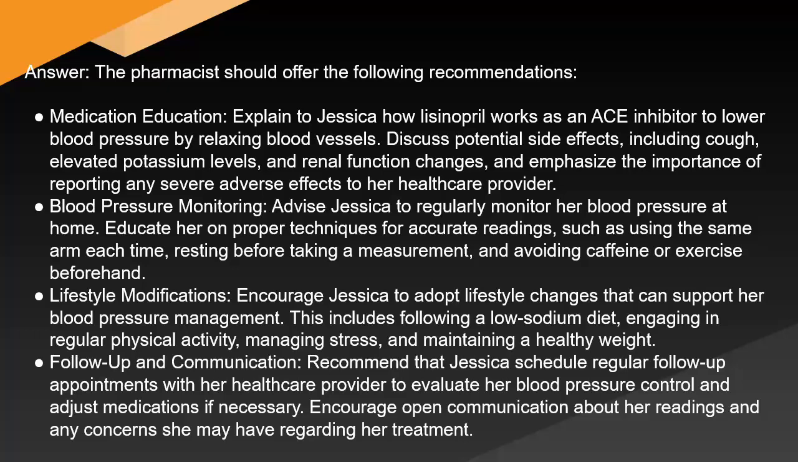Blood pressure monitoring. Advise Jessica to regularly monitor her blood pressure at home. Educate her on proper techniques for accurate readings, such as using the same arm each time, resting before taking a measurement, and avoiding caffeine or exercise beforehand. Lifestyle modifications. Encourage Jessica to adopt lifestyle changes that can support her blood pressure management. This includes following a low-sodium diet, engaging in regular physical activity, managing stress, and maintaining a healthy weight. Follow-up and communication. Recommend that Jessica schedule regular follow-up appointments with her healthcare provider to evaluate her blood pressure control and adjust medications if necessary. Encourage open communication about her readings and any concerns she may have regarding her treatment.